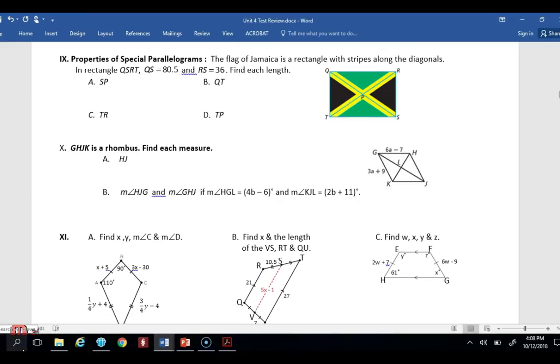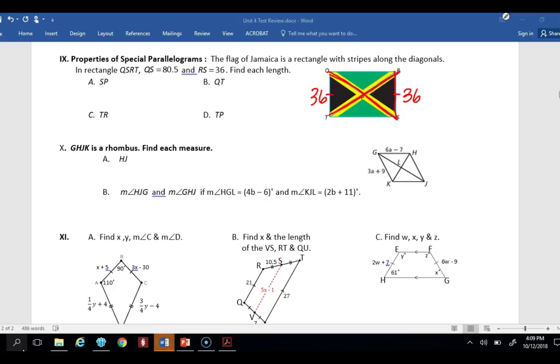So now we're on number 9, properties of special parallelograms. The flag of Jamaica is a rectangle with stripes along the diagonals. In rectangle QSRT, QS is 80.5, QS is a diagonal, and RS is 36. So we know that QS, that's this right here, is 80.5, and that RS, that's this side over here, is 36. So if this is 36, we know that this is 36 because opposite sides are congruent. And if the first diagonal we drew was 80.5, this whole thing, then we know that this one here is 80.5 as well.